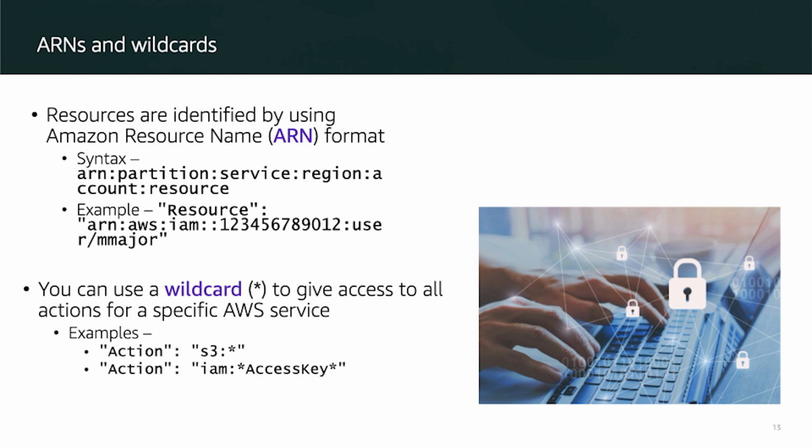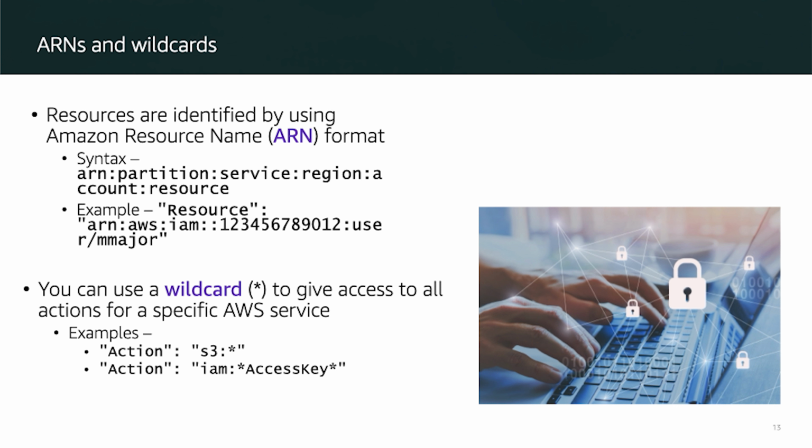You could also use a wildcard for the action part. You can use a wildcard character like star, which represents any combination of zero or more characters. So the action with S3 star here applies to all S3 actions. You can also use a wildcard as part of the action name. For example, you can put IAM star AccessKey, which will apply to all IAM actions that include the string AccessKey, including CreateAccessKey, DeleteAccessKey, ListAccessKeys, and UpdateAccessKey.